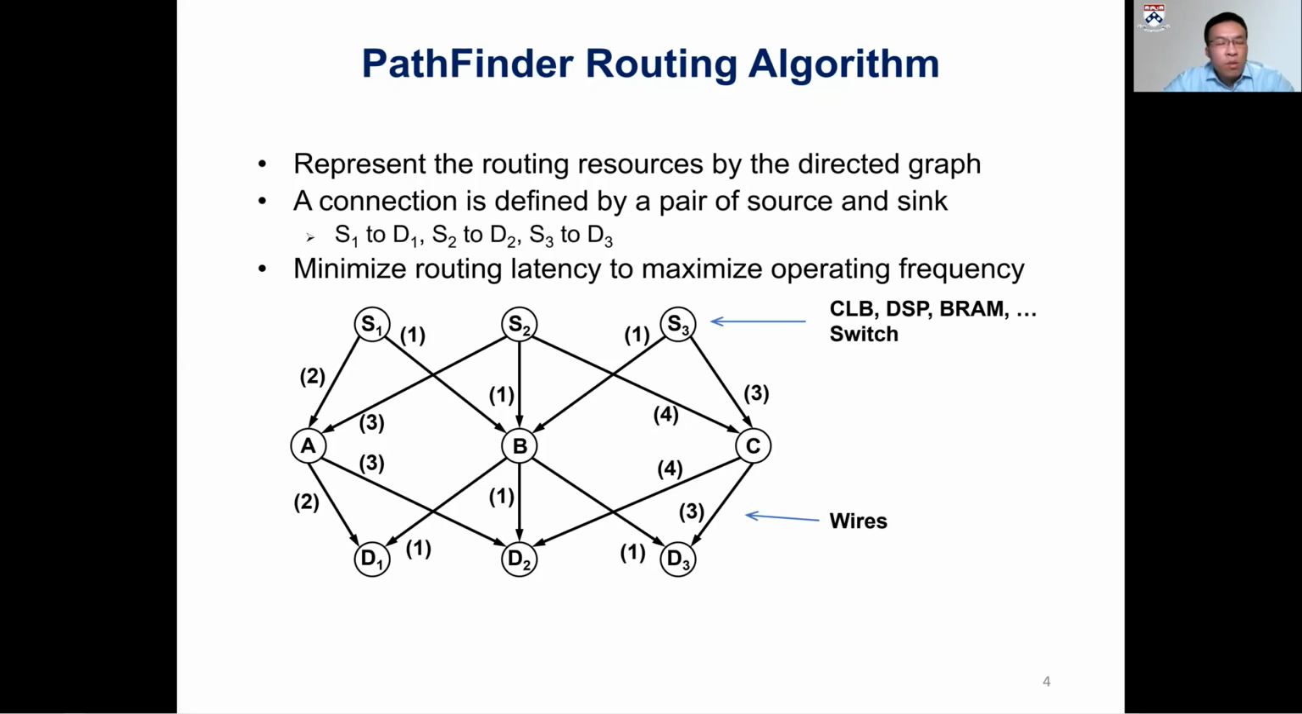So it is easy to find that all three interconnections will be routed through node B to achieve the minimum routing latency. However, this leads to an overutilization of node B, which we call routing congestion. Routing congestion is the major problem that needs to be solved by the FPGA router.